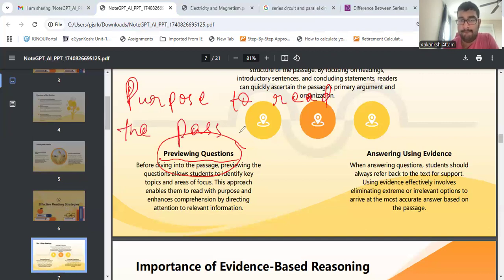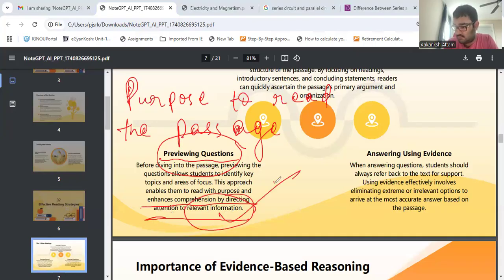Because we need to answer these questions. We need to get an answer to these questions, right? And it enhances comprehension by directing attention to relevant information.